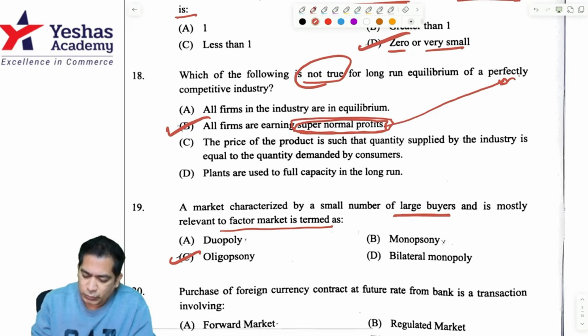oligopsony. So basically, monopsony is a situation in a monopoly. We have learned that there is one seller, single dominant seller, and many buyers. Monopsony is just the reverse. There is one buyer, many sellers. So that's the reverse for oligopoly as well.